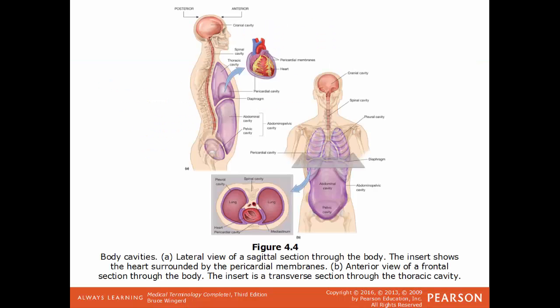Alright, so going back to this image, the ones that are in purple are the ventral cavities, or the anterior cavities. Thoracic cavity here, where you find the heart and lungs. Then you have, separated by the diaphragm here, the abdominal cavity here. And just below that, you have the pelvic cavity. So these 3 main cavities are in the front, and then these 2 are in the back.